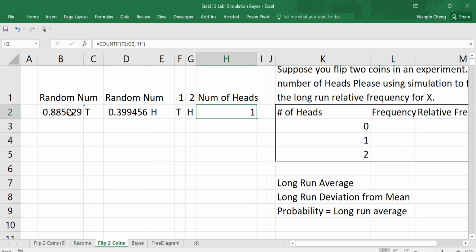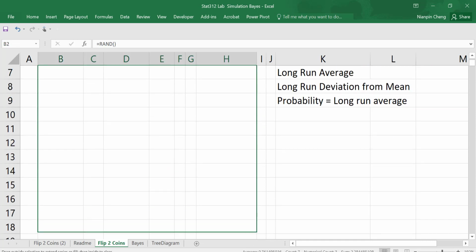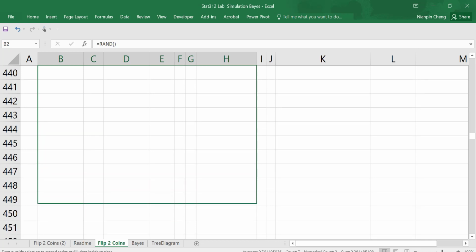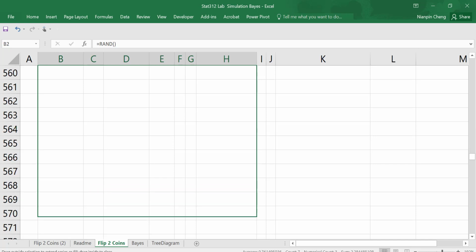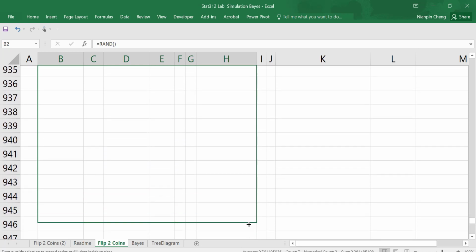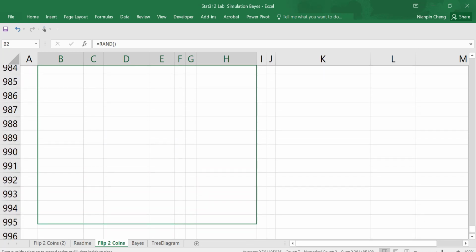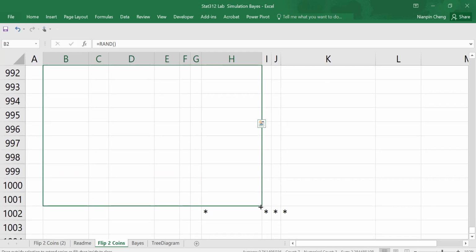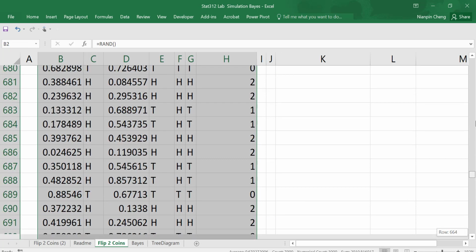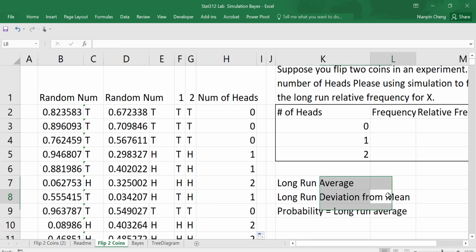Next, we need to do this 1,000 times. So yeah, you can either drag, or you copy and paste to the next 1,000. Since my first trial is in row 9, I should end here at 1,001. Okay, so in total I tried 1,000 times.